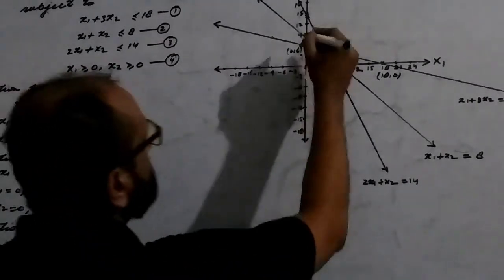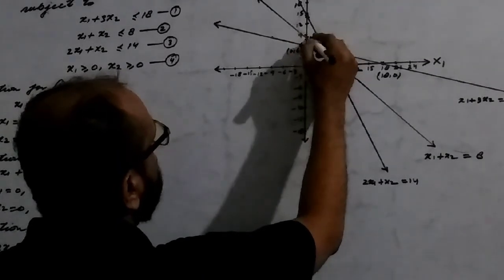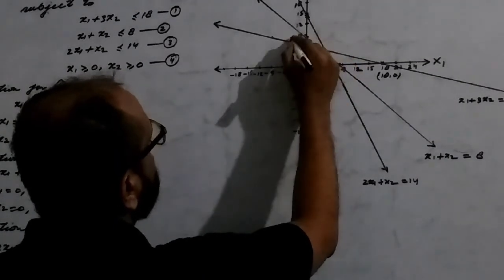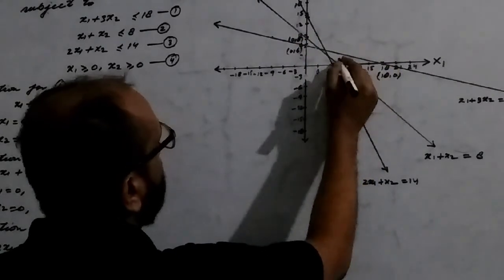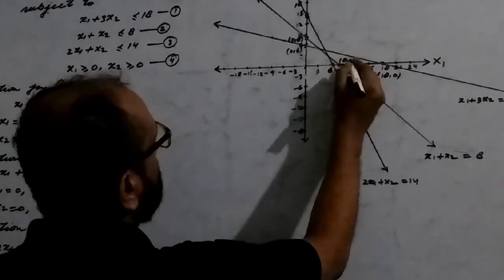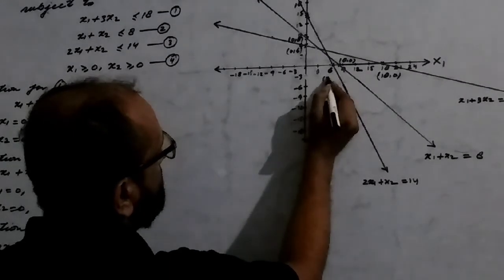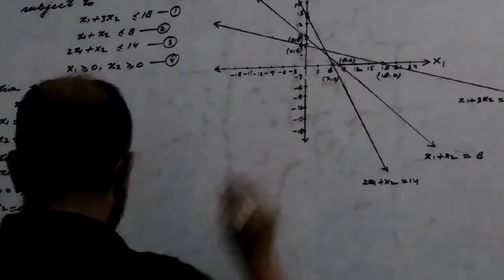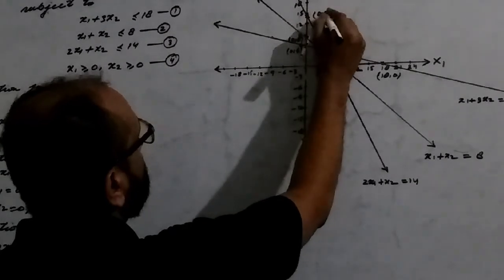So the points of intersection here are 0, 8, and here 8, 0, and this as 7, 0, and here 0, 14.